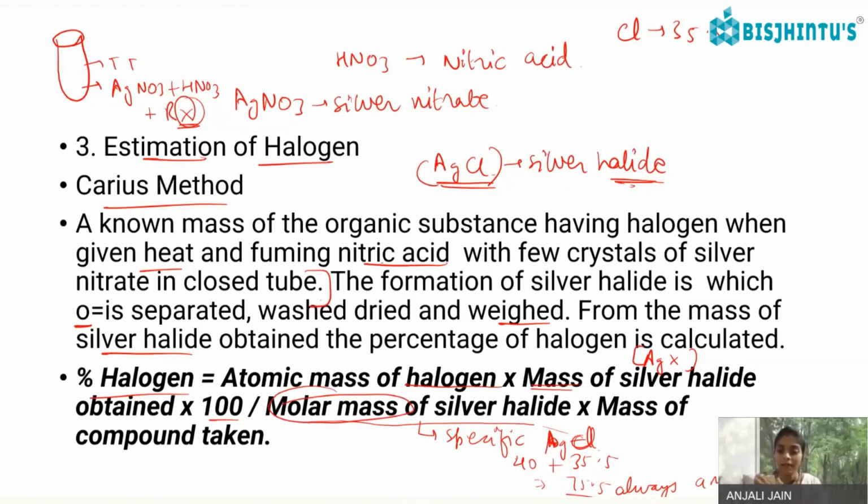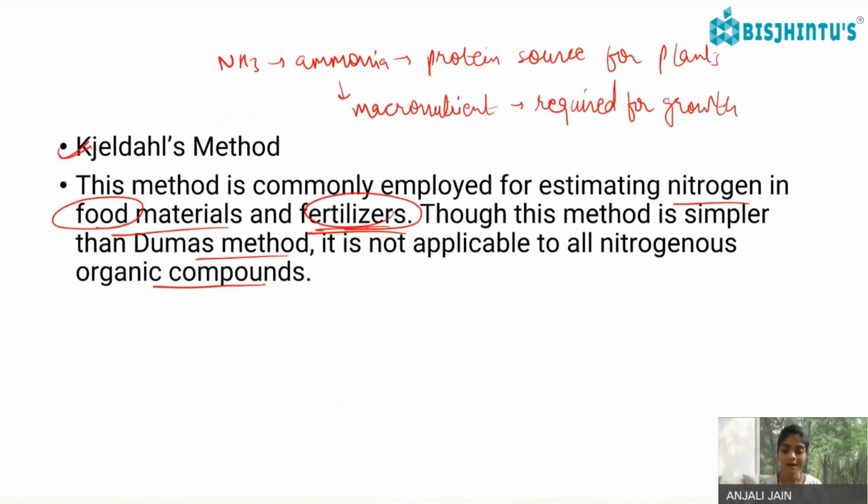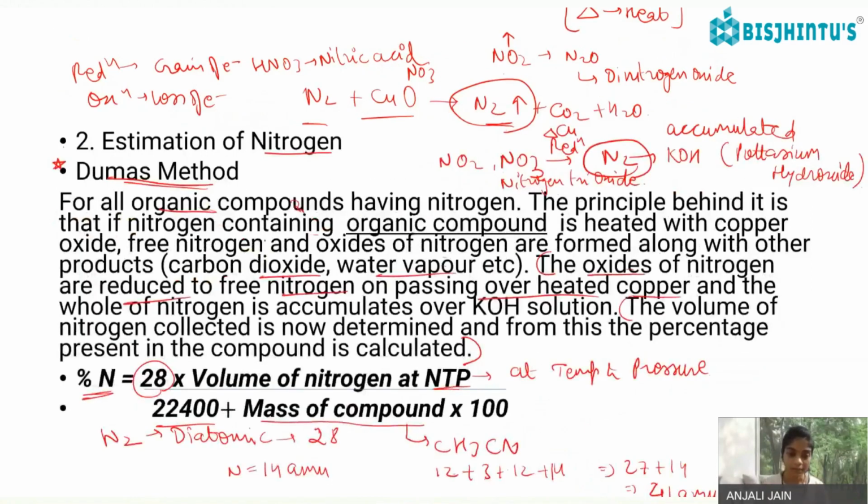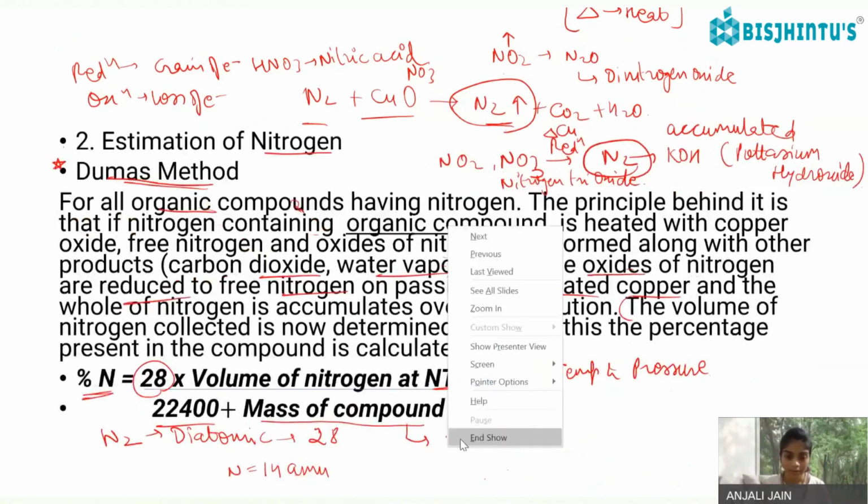And then finally, if I am getting any silver halide, then how much is the mass of that silver halide, the weight of that silver halide? Molar mass and mass are two different things. So here also, the mass of the compound will not be taken as the molar mass. We will take the mass, which is the weight that has been formed.